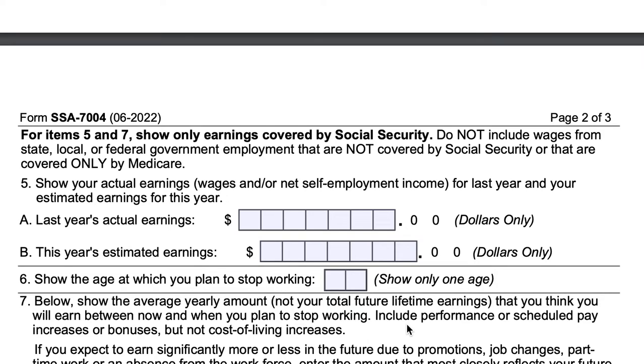You'll enter in box C the age at which you plan to stop working. So you can stop working at any time. This is a different age from the date that you plan to actually take Social Security. So keep that in mind. You can, for example, plan to stop working at age 60, even if you don't plan to take Social Security until you reach age 70, for example.